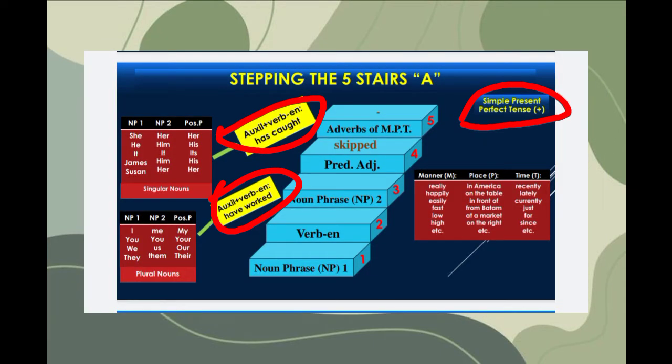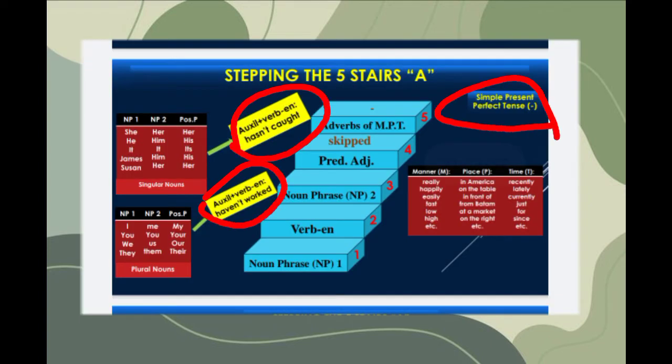Simple present perfect tense positive: if we use a singular noun, the verb plus en and use has, and if we use a plural noun, the verb plus en and use have. Next, simple present perfect tense negative: if we use a singular noun, the verb plus en and use hasn't, and if we use a plural noun, the verb plus en uses haven't.